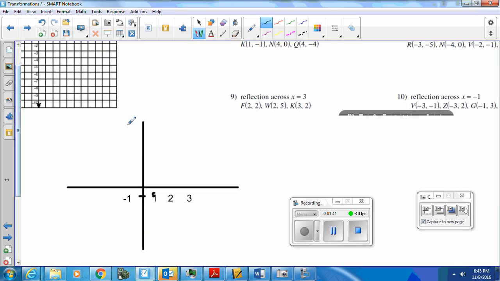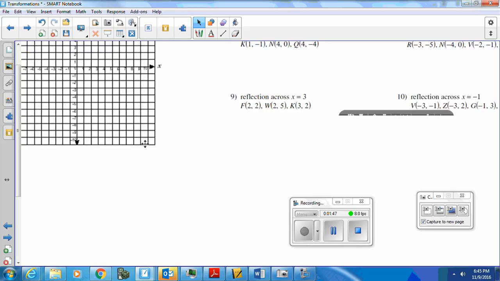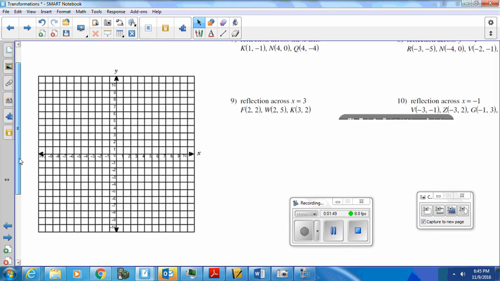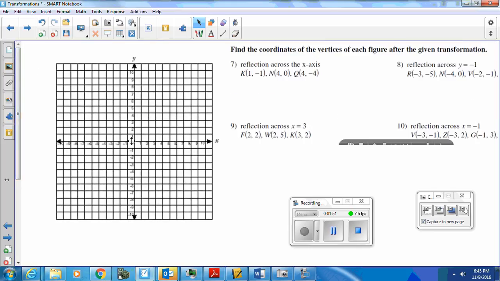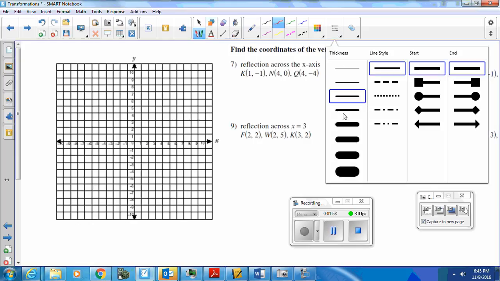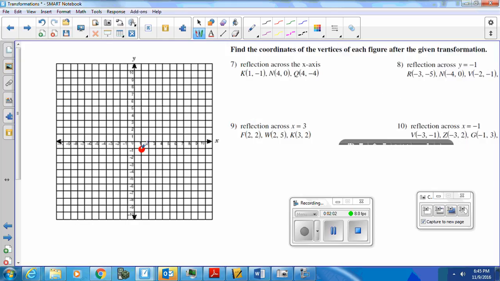Now I'm going to do it on my graph just because I have it here available to do. And so I'm going to do number 7. So we have 1, -1, so I'm going to plot that. So 1, -1 would be here. 4, 0 would be here. And 4, -4 would be here. I'm going to connect those.